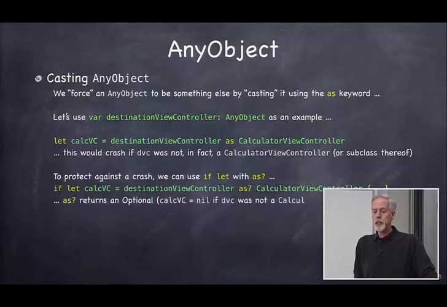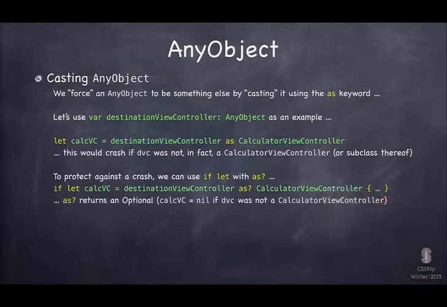Now, you can protect against crashing if you're not sure whether that destination view controller is a calculator view controller, but you're hoping it is, okay? You can use as question mark. And as question mark returns an optional. Same as as, right? As returns that any object cast to be a different class. As question mark does the same thing, but it's an optional version of that. So we can return nil if that any object, destination view controller, cannot be turned into a calculator view controller because it's some other kind of view controller or something else, all right?